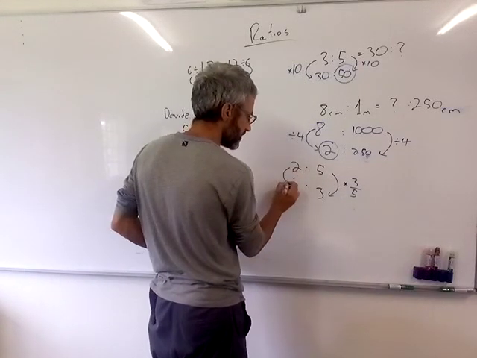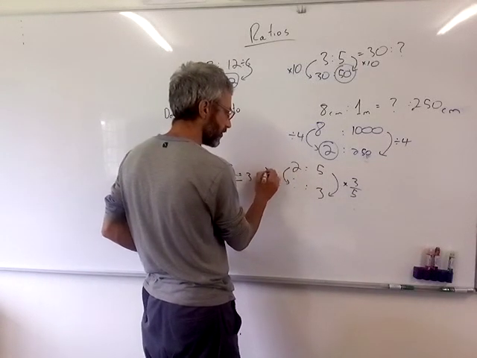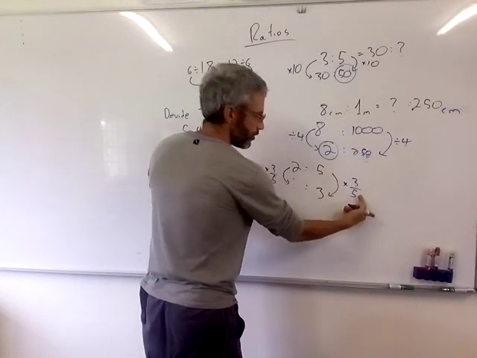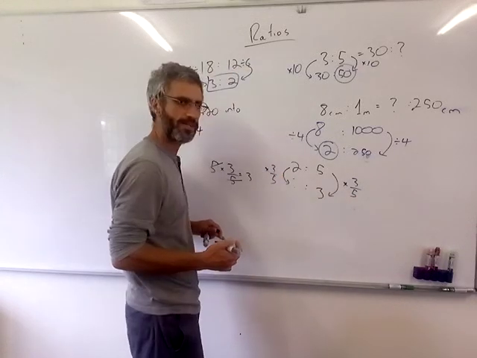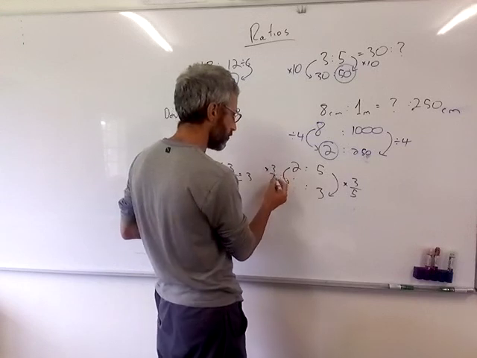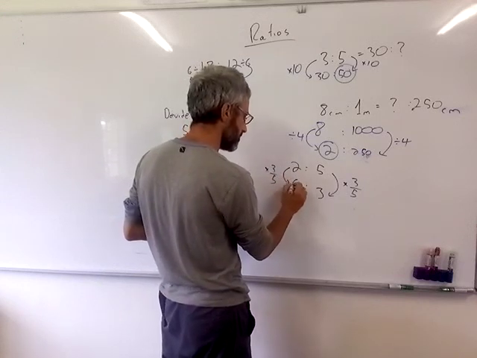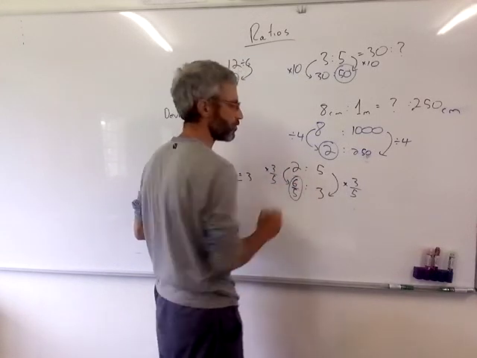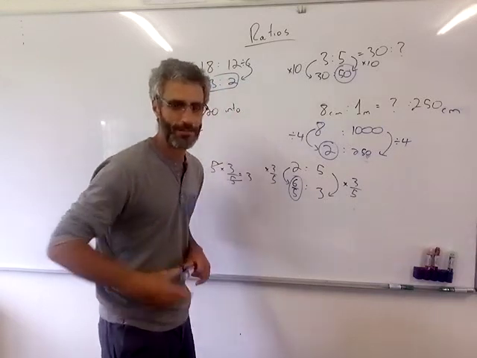So in this case, again, I will have to multiply by 3 over 5. You can see that whatever I do on the one side, I must do on the other side. And 3 over 5 times 2 is going to be 6 over 5. So in this case, the answer will be 6 over 5.